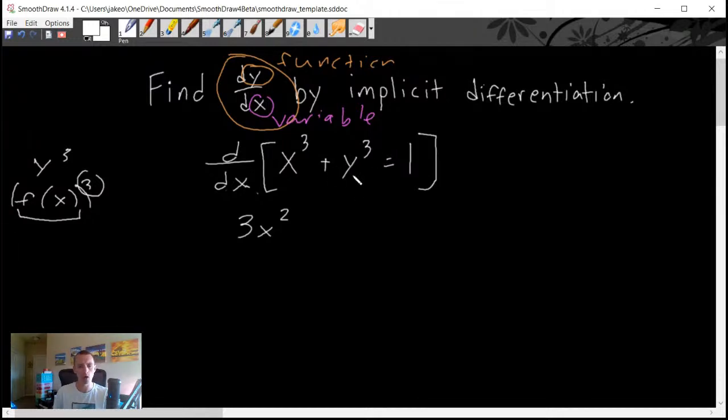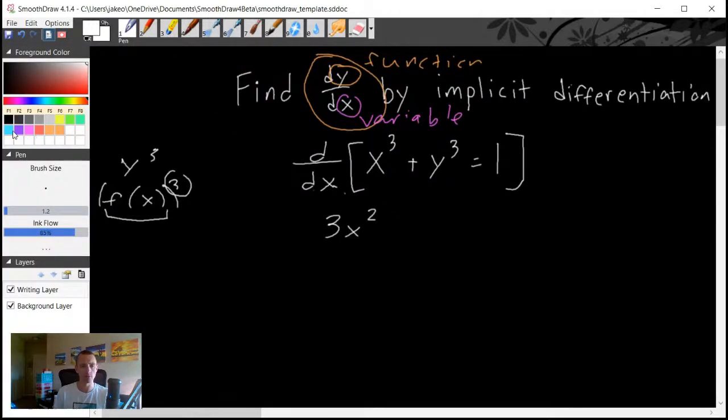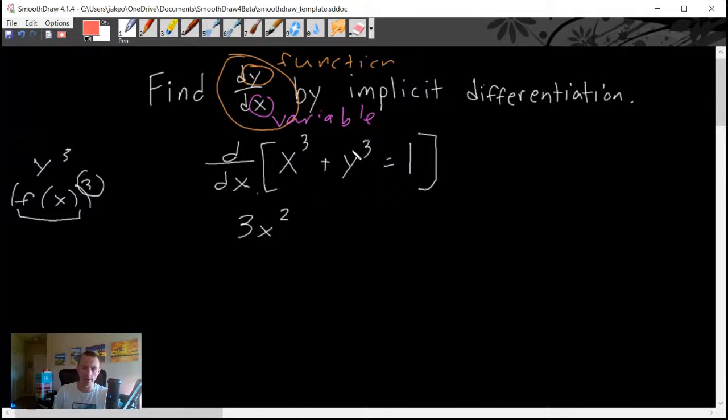We have to treat y as some function, and that whole function is being cubed. So when we think about chain rule, we want to think of basically what is our inside function and what is our outside function. Well, like I said, our inside function is going to be y. That's kind of inside this power, basically. And then our outside function is the cubed piece. So the y is the inside function, and the cubed piece is our outside function.